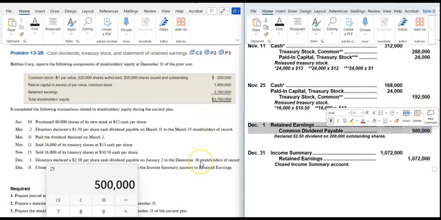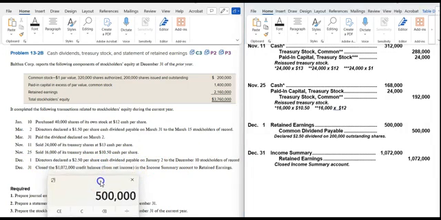December 10th, stockholders of record. Again, there's no entry, just a date to determine who will be paid. And it's not January 2nd yet, so we can't record the payment of that liability.